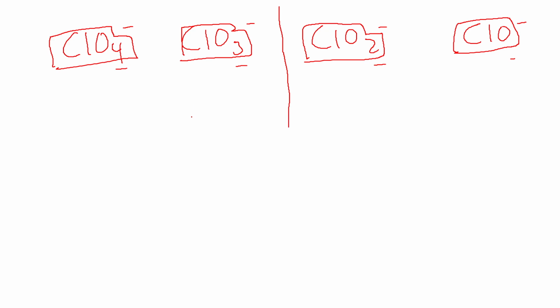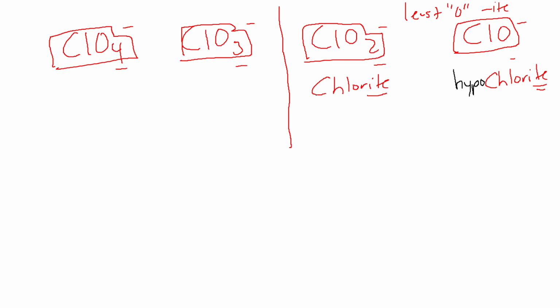We broke this panel of 4 up in half. Everybody to the right-hand side has the least number of oxygens, which means we know it should end in ite. So this would be chlorite. This guy would also be chlorite. Now I know what you're saying to yourself, can't really have the same name for 2 different things, and you are correct. So in a grouping of 4, the one with the least number of oxygens will also begin with hypo. So that is hypochlorite.